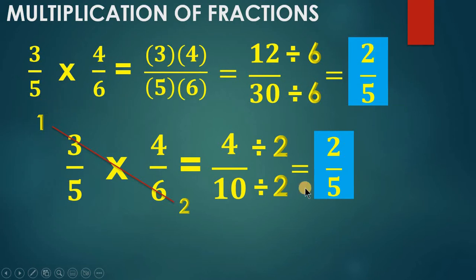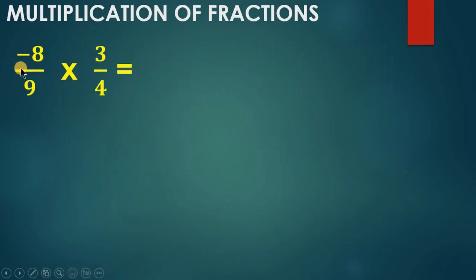Meron tayong long method and then meron din tayong shortcut method. So, it's up to you kung ano yung gagamitin mo. Okay, so another example. So, para ma-practice natin. So, we have here negative 8 all over 9 multiplied by 3/4.